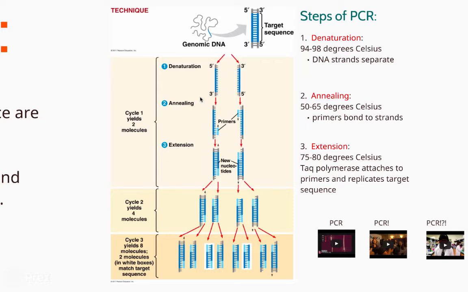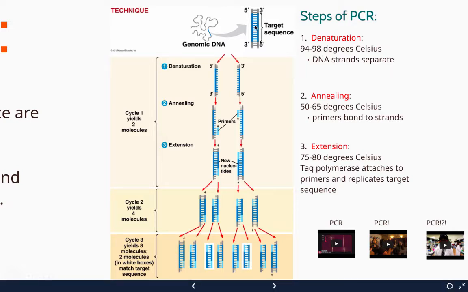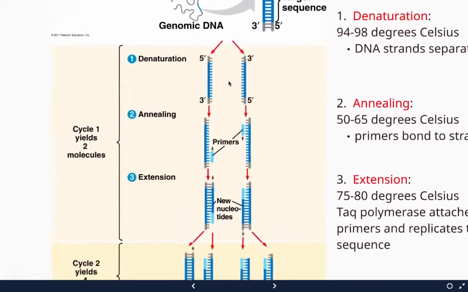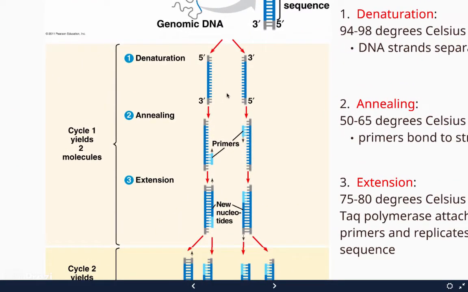The idea of PCR is to take the double-stranded DNA that has the target sequence and separate it using heat. We basically open it up. We don't heat it so much that it actually denatures the entire DNA molecule. It just breaks the hydrogen bonds between the nitrogen bases from one strand to the other. So now we have two strands that are open.